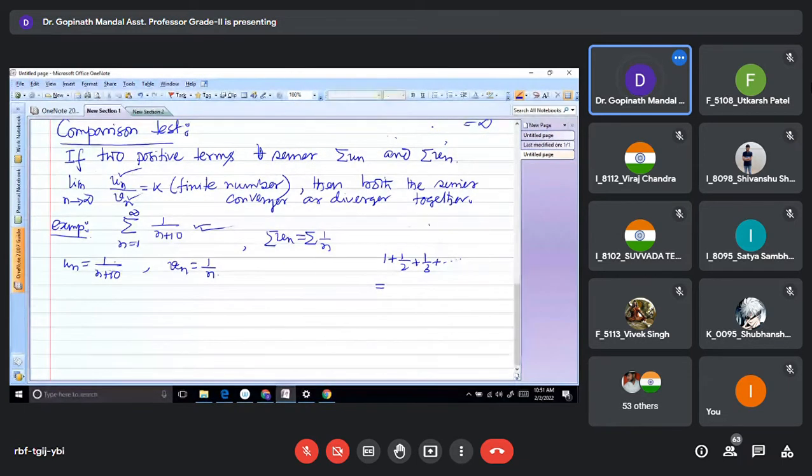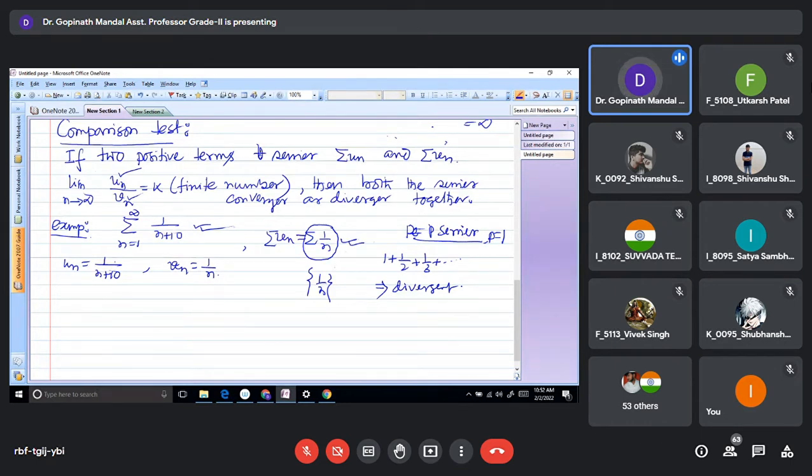This is a p series with p equal to 1. Now p equal to 1 means this series is divergent. Now look, the series 1 by n is divergent, but the sequence 1 by n is convergent. The series 1 by n is divergent, but the sequence 1 by n is convergent.